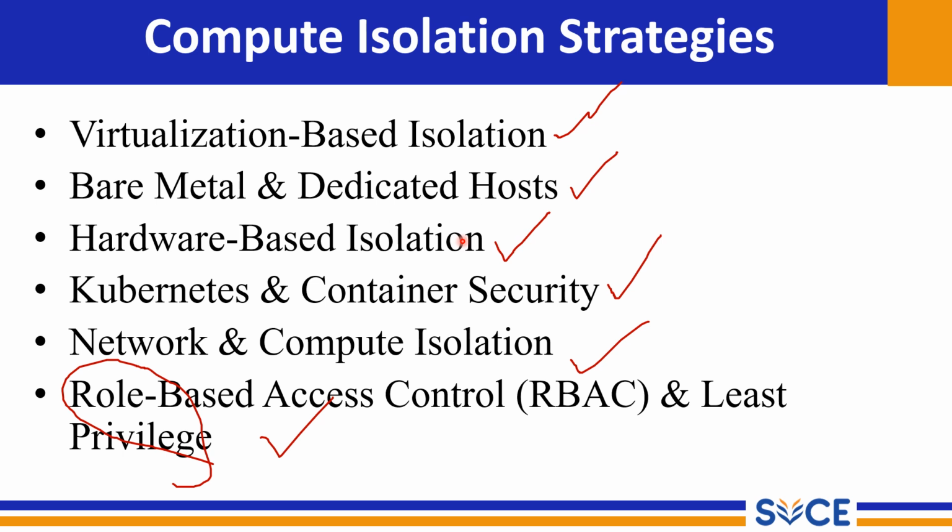Third one is hardware-based isolation. Here we have two things: trusted execution environments, that is TEE, and confidential computing. A trusted execution environment secures the code and data from unauthorized access, even from the OS. For example, Intel SGX, AMD SEV or AWS Nitro Enclave. These are kinds of trusted execution environments.